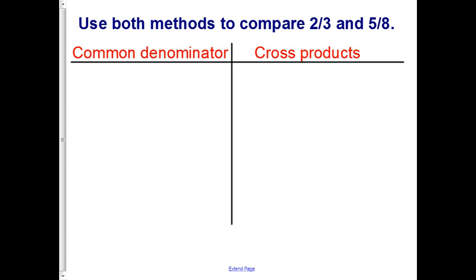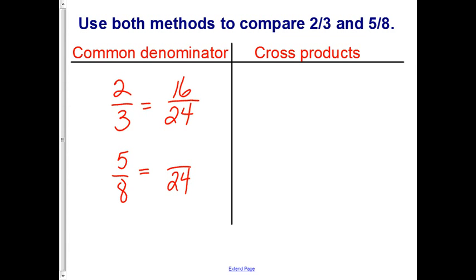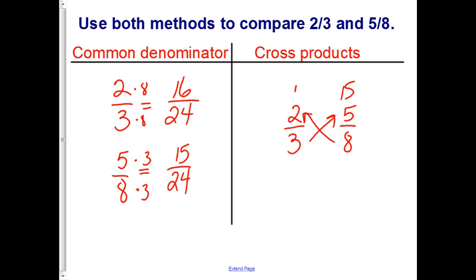All right, so if I used a common denominator, I should have come up with the fractions 16/24 and 15/24, because I did 2 times 8 and 8 times 3, and 5 times 3. Using the cross products method, my cross products ended up being 15 and 16. It's no coincidence that cross products works. In both cases, we found out that 2/3 was greater than 5/8.